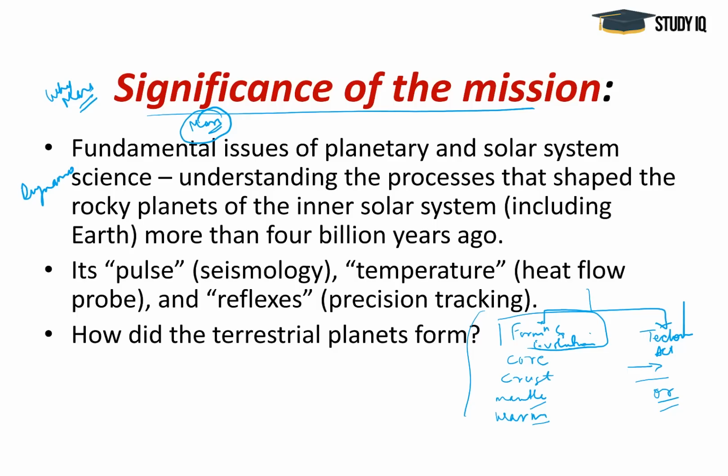And the question is, 3 billion years back, when Earth and Mars were almost going through the same process, what happened that both of these planets took different paths of evolution? As Mars is a small planet, it must have reserved a lot of history in it, so we will try to explore that. So this is the significance of this mission, and it is very important.